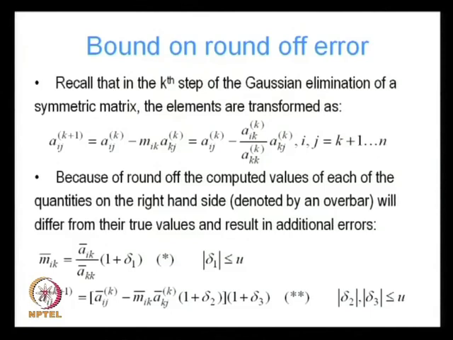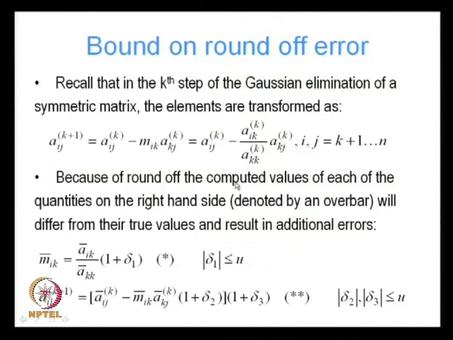Next, let us go back to the Gaussian elimination, and let us recall that in the kth step of the Gaussian elimination of a symmetric matrix, the elements are transformed as follows: a_ij^(k+1) is equal to a_ij^(k) minus m_ik, where m_ik is the multiplier, times a_kj^(k) at the kth step, which is equal to a_ij^(k) minus a_ik^(k) by a_kk^(k) times a_kj^(k). And you can see that j goes from k plus 1 to n, where we have taken advantage of the fact that the matrix is symmetric.